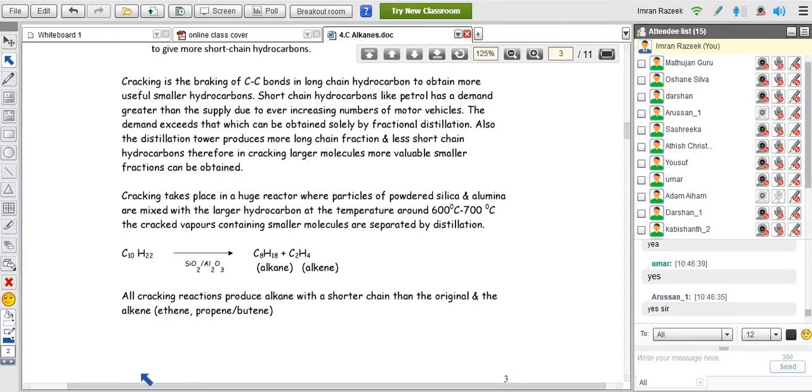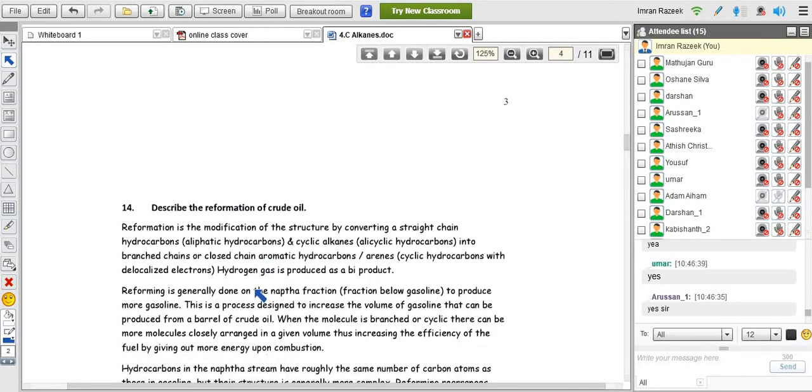Ethene can be used to make the polymer polyethylene. We'll be discussing at the end of organic chemistry how to make polymers. Propene gives polypropene, and likewise butene gives polybutene.